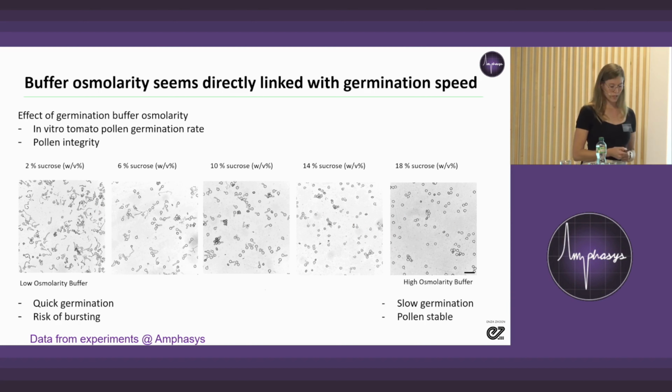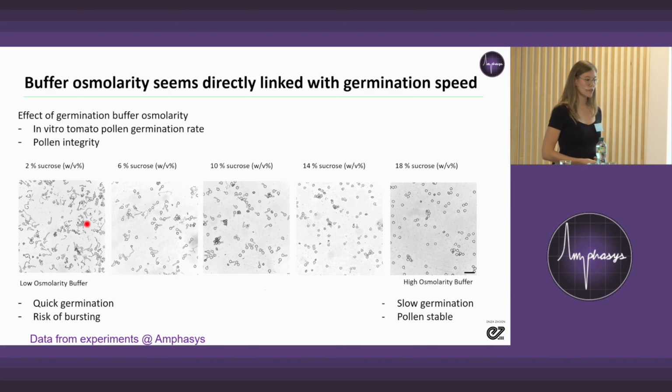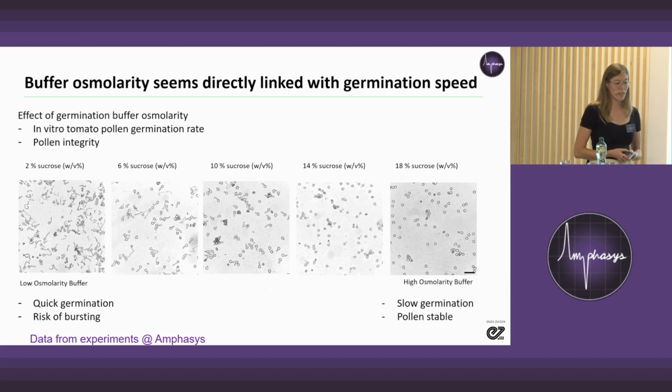So we noticed here that when we have a low osmolarity buffer, we have a very quick germination, but also a very high risk of pollen tube bursting. The pollen tends to take up water so fast that it can't really manage the pollen tube growth. However, when the sucrose levels are very high, the germination is very slow, and the positive thing is that the pollen is very stable. But obviously, to have a good estimate of our in vitro germination, this has to be in a perfect balance.